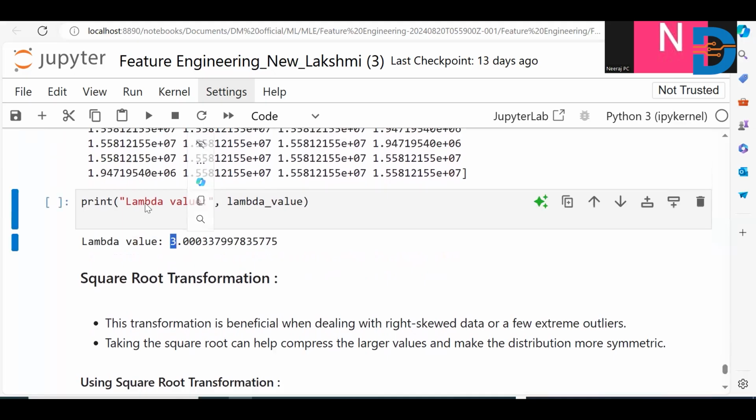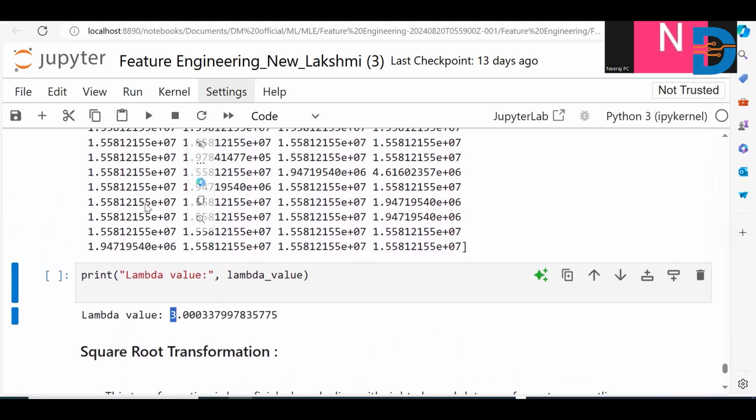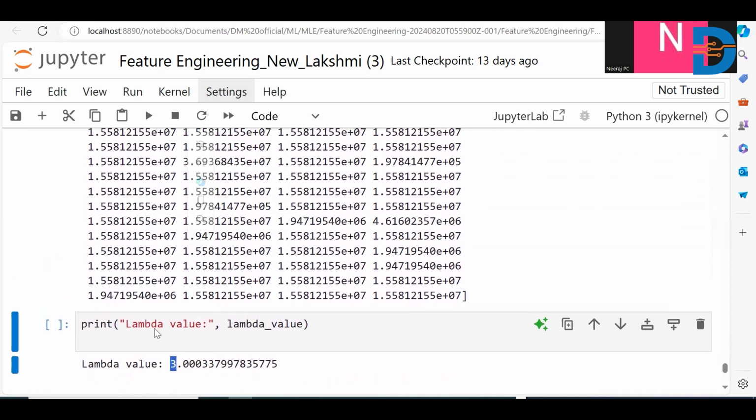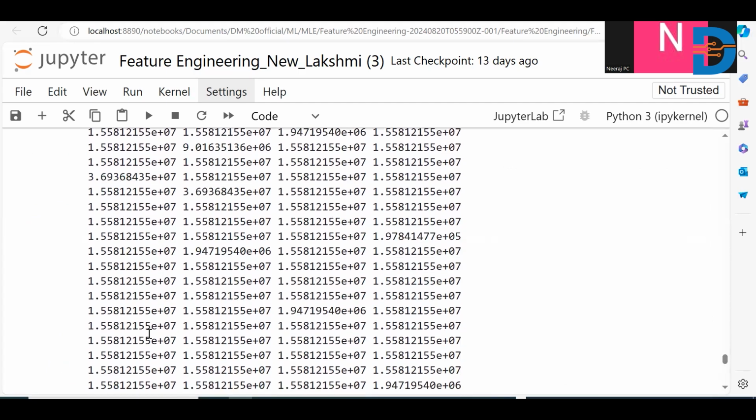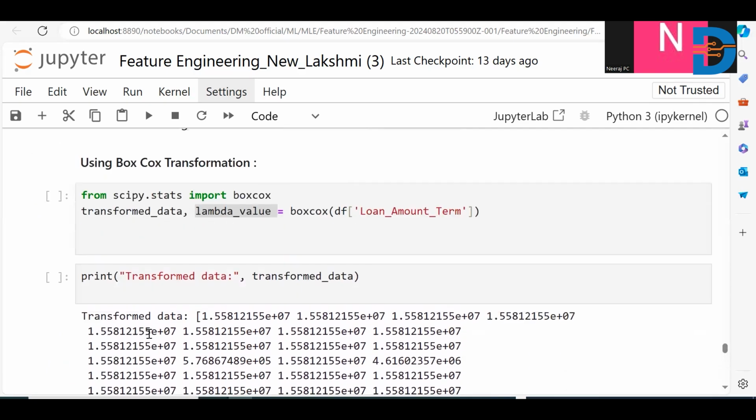If the lambda value is 1, again, it means it is already normally distributed. Here, the lambda value is 3, which is a good thing. It is close to 1. So this is the Box-Cox transformation.